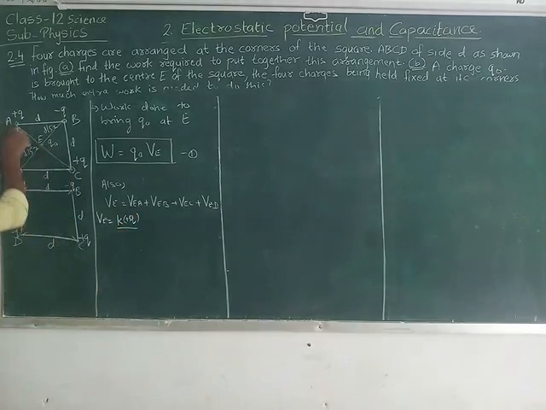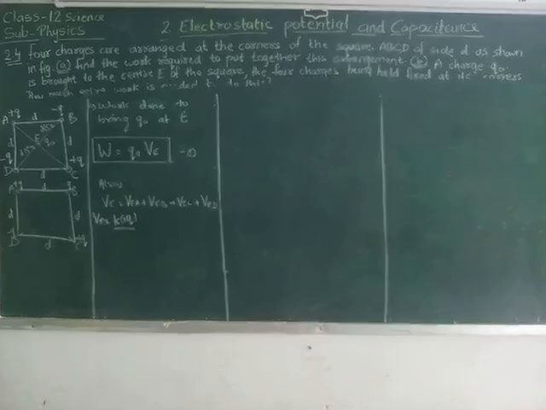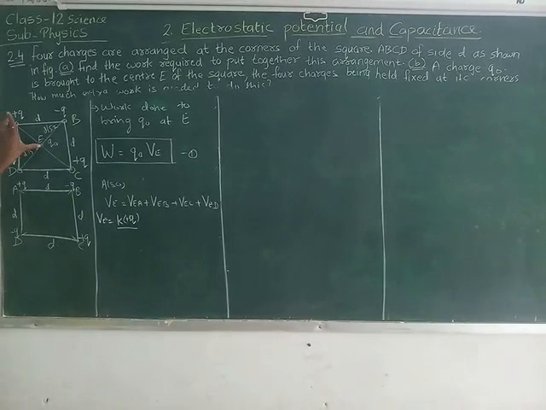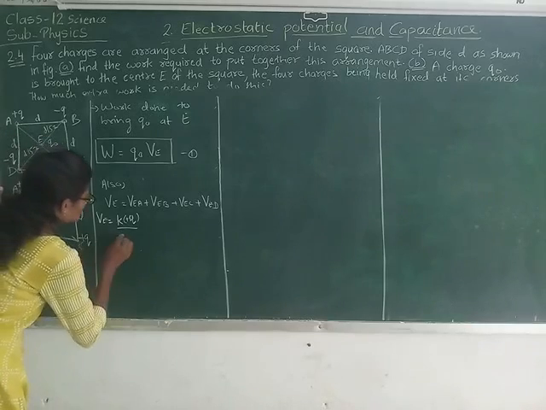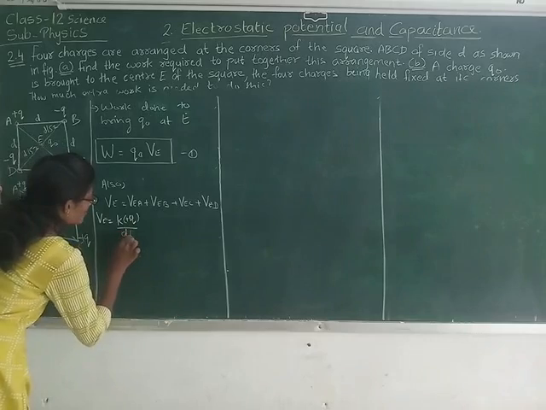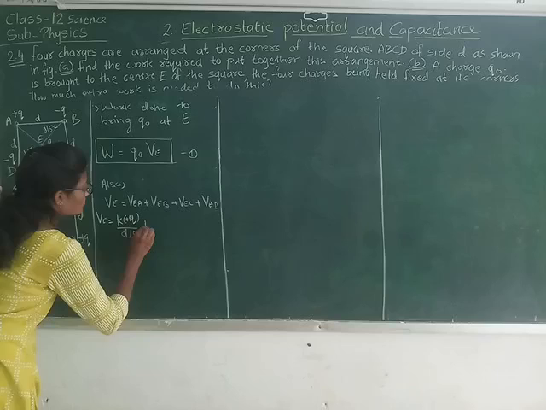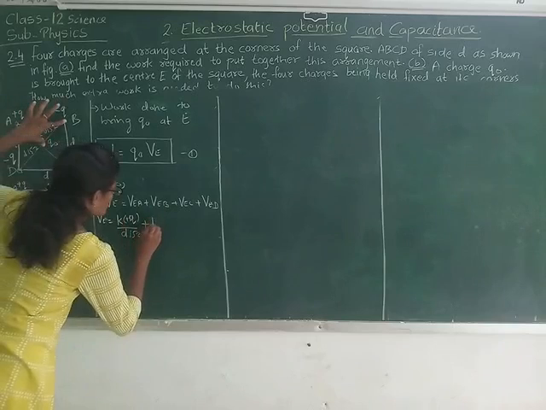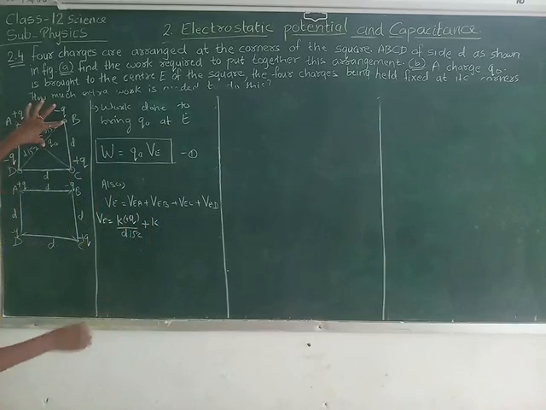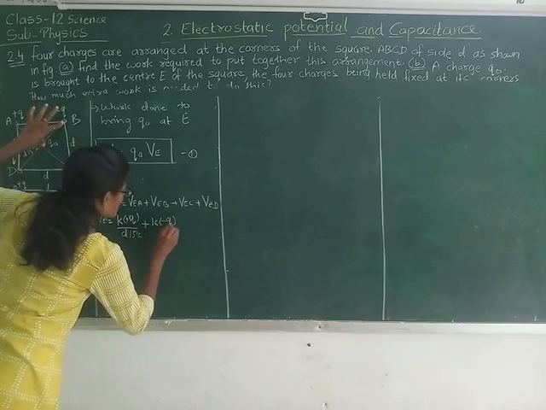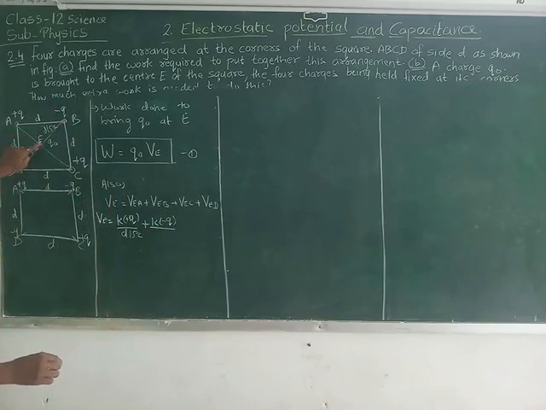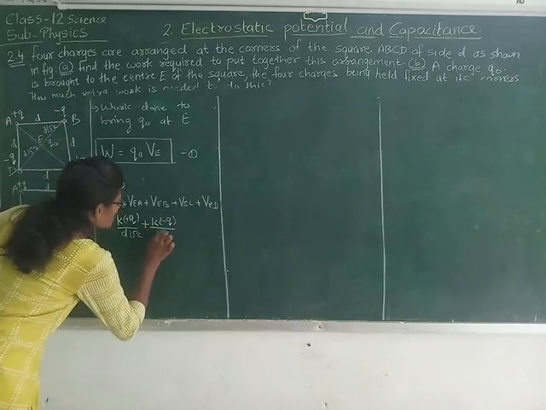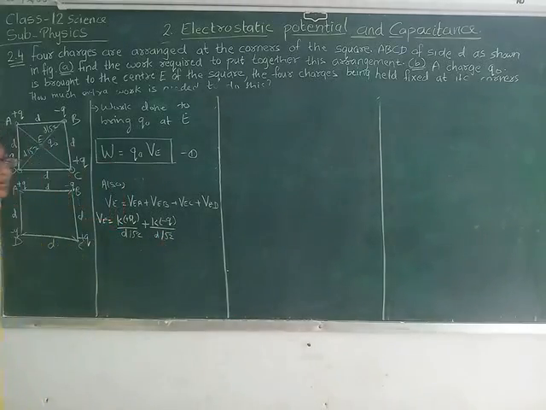We know that the diagonal has the length root 2 D, right? So what will be the half distance of this? That will be root 2 D by 2, or we can write it as D by root 2. That is D upon root 2, right? Plus potential at E due to charge at B. So that will be, the general formula is KQ. Which charge is at B? That is minus Q upon distance between B and E, that is again D by root 2, right?